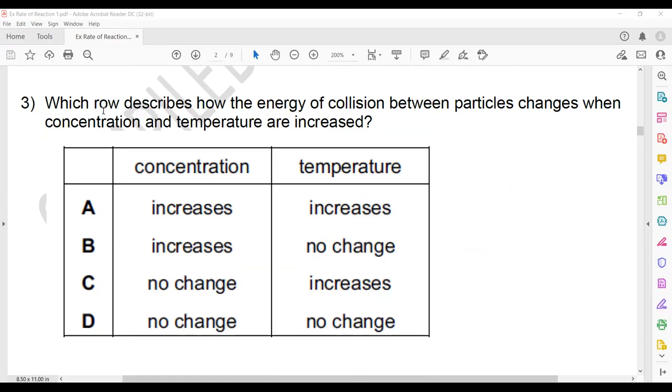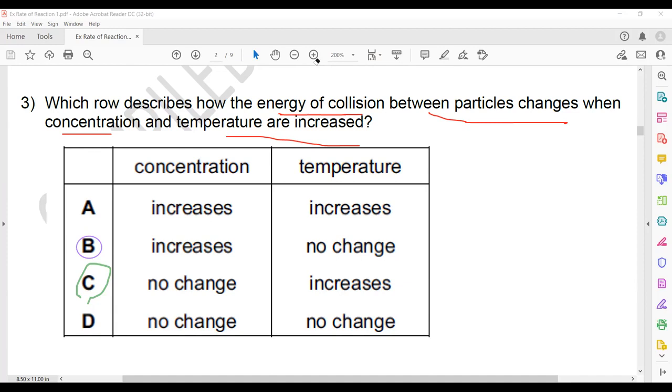Question 3. Which row describes how the energy of the collision between the particles changes when the concentration and temperature are increased? If we increase the concentration, energy of the collision, energy means the speed at which the particles are moving. You have to deal with it separately. Actually, the question is, if we increase the concentration, does the energy of the particles change?